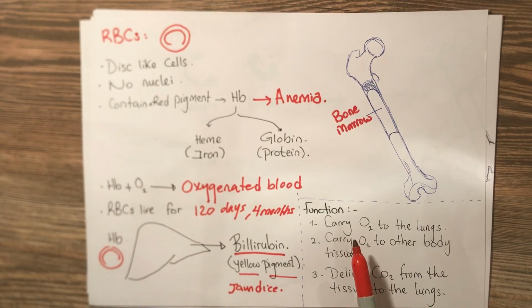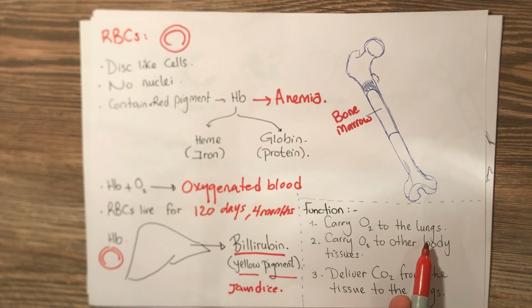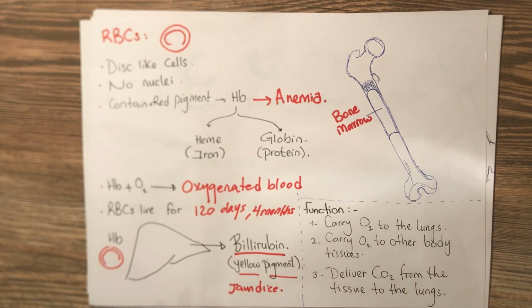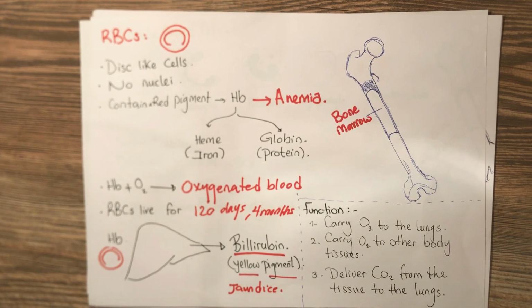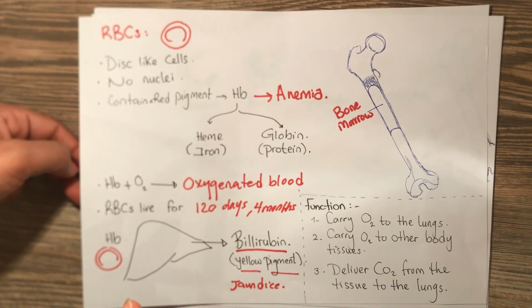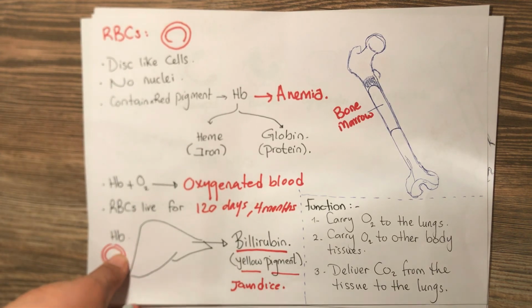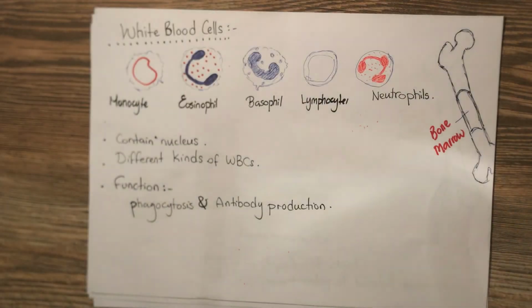What is the function of RBCs? The main function of RBCs is carrying oxygen from the lungs to other body tissues. It's like a delivery guy, delivering oxygen to all parts of your body and delivering carbon dioxide from the tissues to the lungs, because there is a kind of exchange, as we mentioned before when we talked about the capillaries. The capillaries are the site, but the cells are called RBCs and contain hemoglobin.